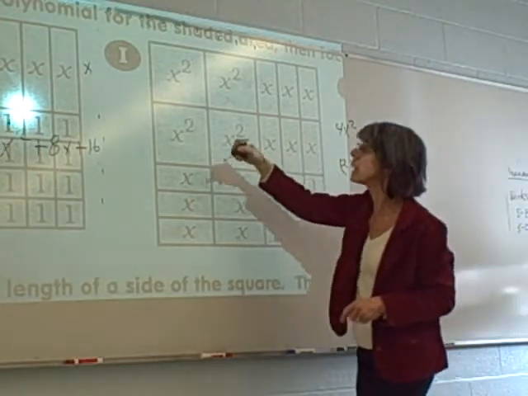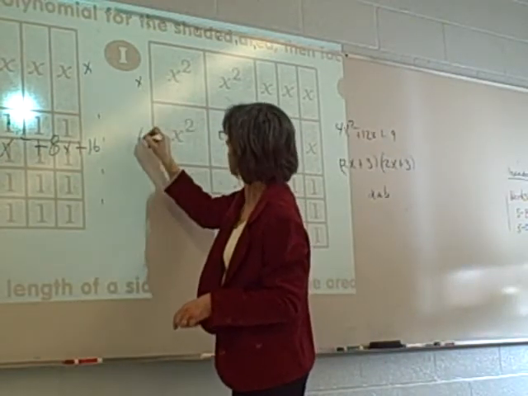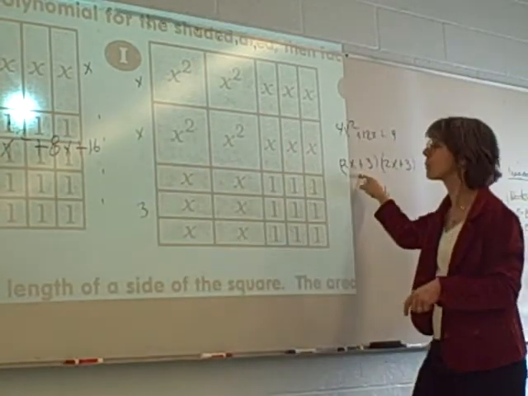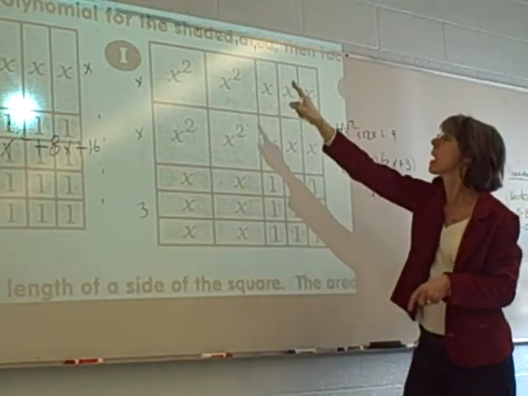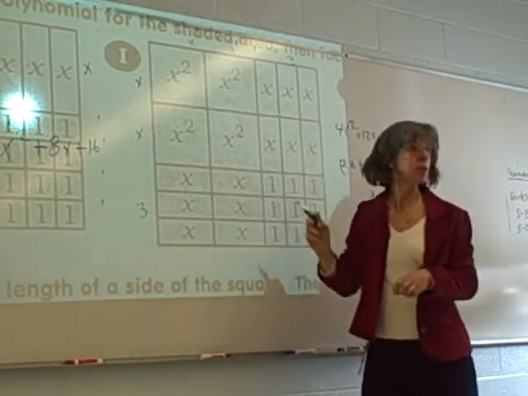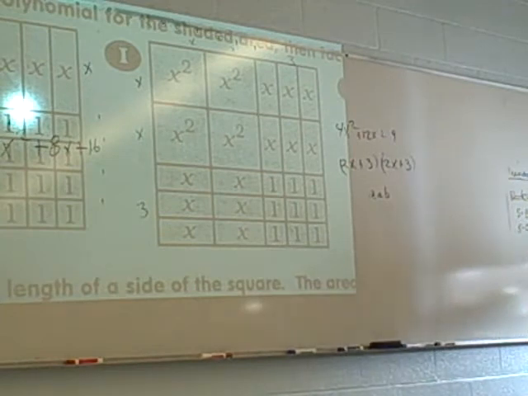Okay, so over here, what do I have? I have an x and 3, so is that 2x plus 3? And over here, what I have, an x and a 3, so I have 2x plus 3. Okay. We'll do one more.